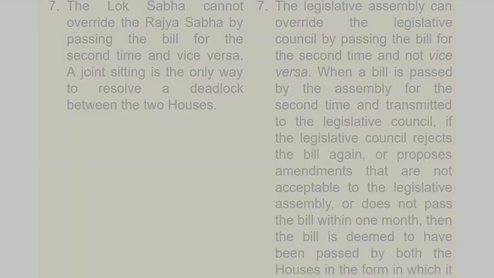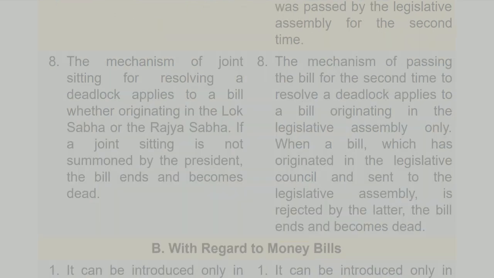7. The Lok Sabha cannot override the Rajya Sabha by passing the bill for the second time and vice versa. A joint sitting is the only way to resolve a deadlock between the two houses. 7. The Legislative Assembly can override the Legislative Council by passing the bill for the second time and not vice versa. When a bill is passed by the Assembly for the second time and transmitted to the Legislative Council, if the Legislative Council rejects the bill again, or proposes amendments that are not acceptable to the Legislative Assembly, or does not pass the bill within 1 month, then the bill is deemed to have been passed by both the houses in the form in which it was passed by the Legislative Assembly for the second time.